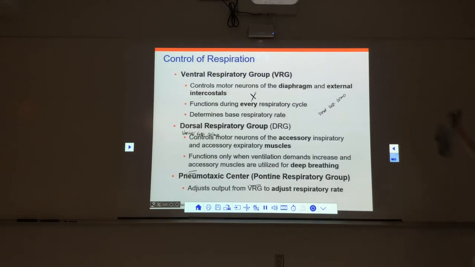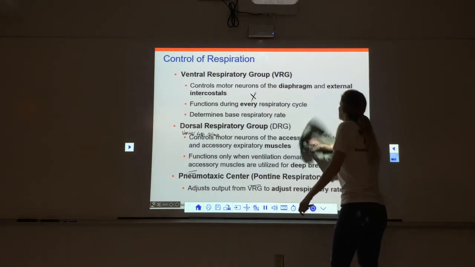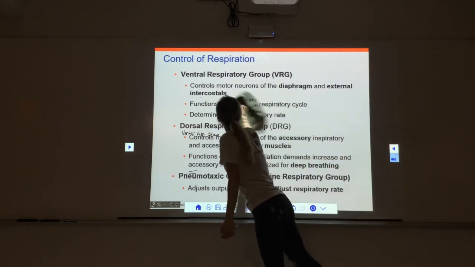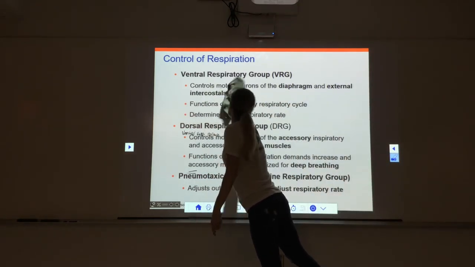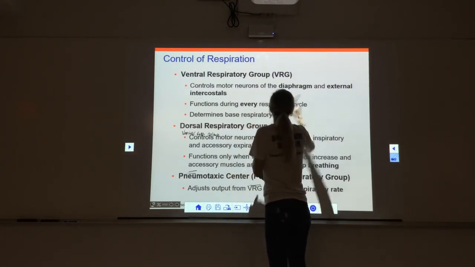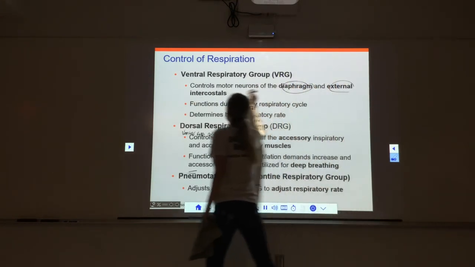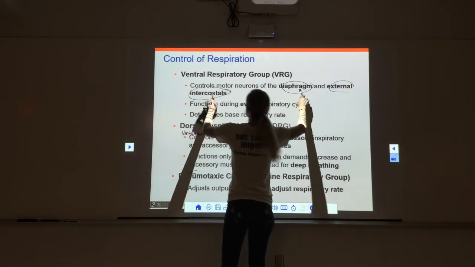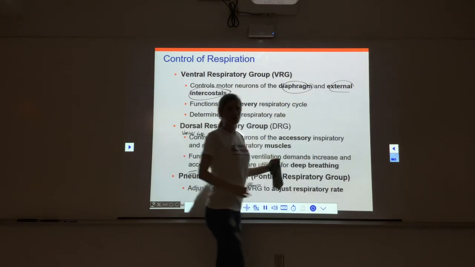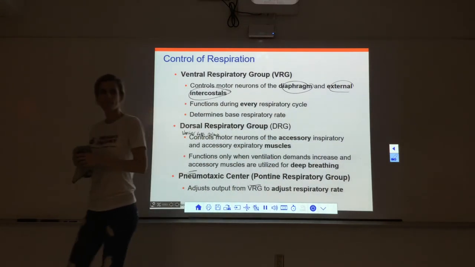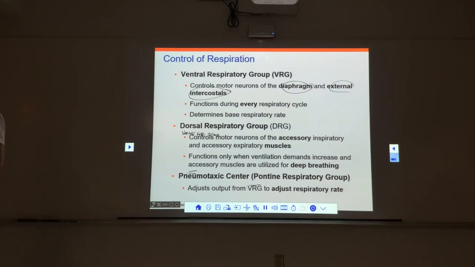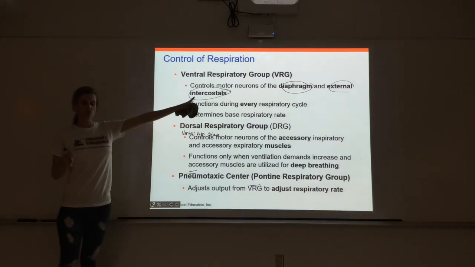So the ventral respiratory group, or the VRG, again, is in the medulla oblongata. And this controls the motor neurons that go down to the diaphragm and the external intercostals. What do we use the diaphragm and the external intercostals for? Inhalation, right? When you inhale, you use the diaphragm and your external intercostals. The VRG is what's controlling them.